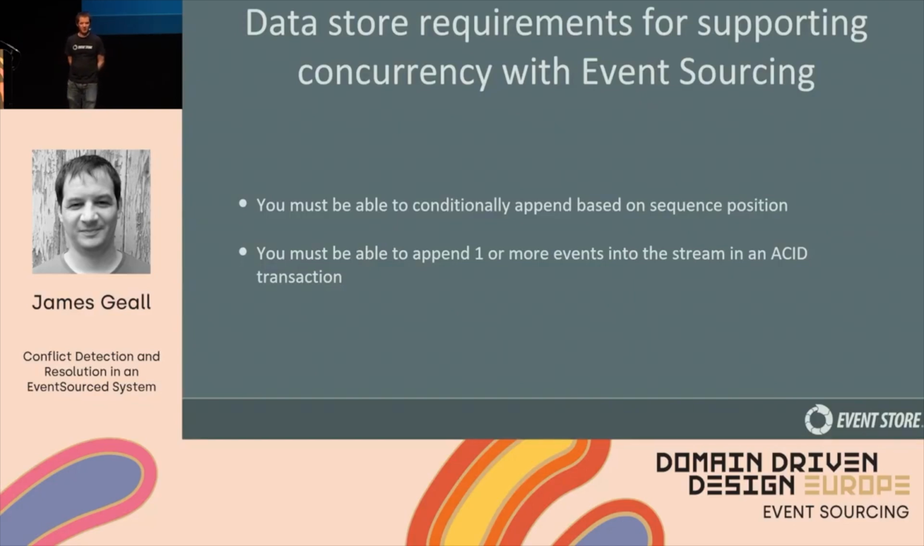You must be able to append one or more events into a stream in an ACID transaction. The reason for that is event sourcing is storing application state as a sequence of changes. Changes to application state logically does not mean that you can only do that one event at a time. You may produce a set of events that you want to store together. That can help you when you're trying to deal with conflicts, because maybe some of those events don't need to be resolved, or only some of those events are in conflict. That gives you a much smaller area to look at when you're trying to resolve your conflicts.